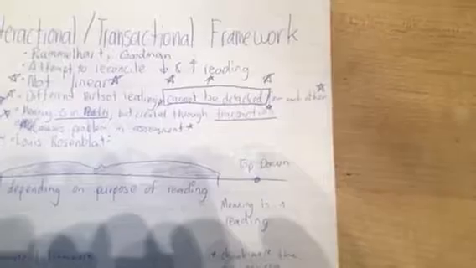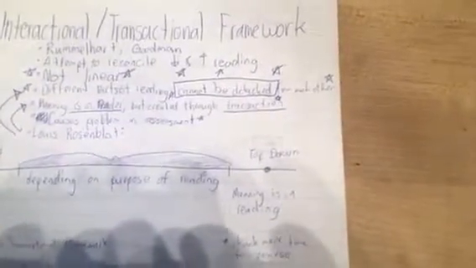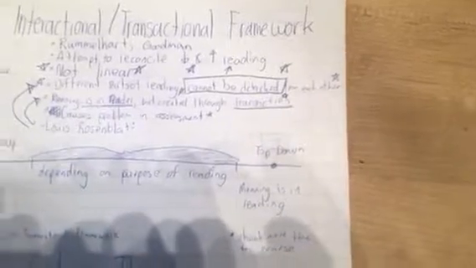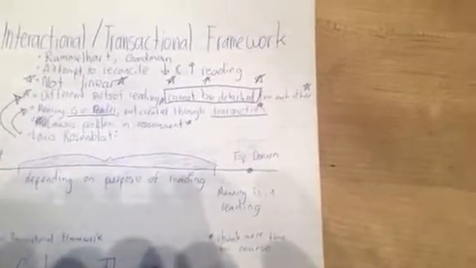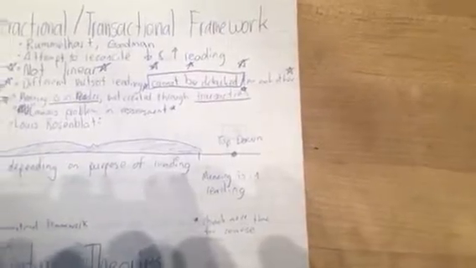I'll show you a little thing I drew real quick here. It's just a spectrum from text as the meaning to the meaning is in the reader. Bottom-up thinks that all the meaning is in the text itself. Top-down thinks that all the meaning is in the reader itself. And the interactional transactional framework shifts depending on the purpose of the reading. I don't know if you saw it or not because I can't see.